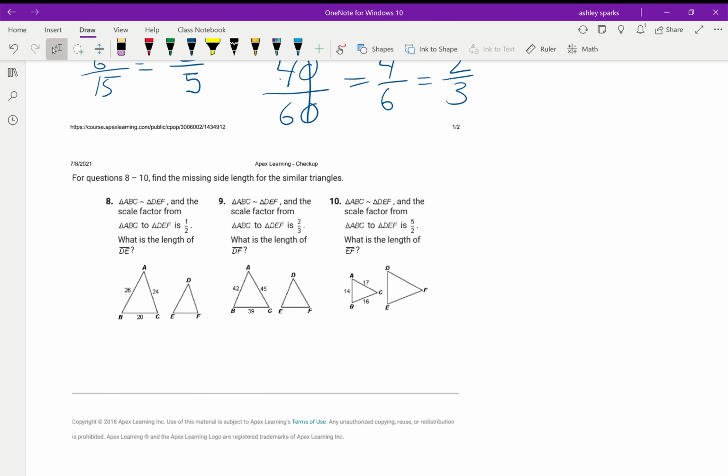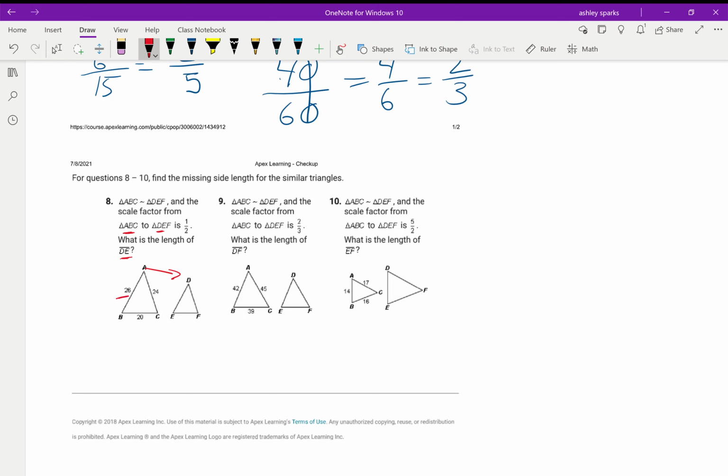The next part of this is, given the scale factor, what would a given side be? Okay, so we've talked about congruency statements, or similarity statements. This is talking about triangle ABC to DEF. So we're going from ABC to DEF. Our scale factor is a half. So I'm going to be cutting all of these numbers in half. And in particular, it wants to know about DE. Well, DE is in front here, which means it should match with AB.